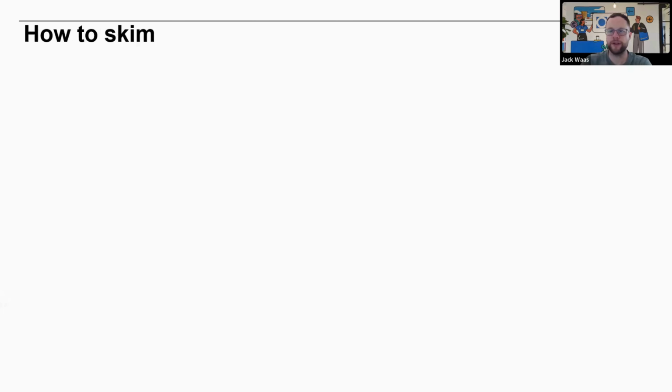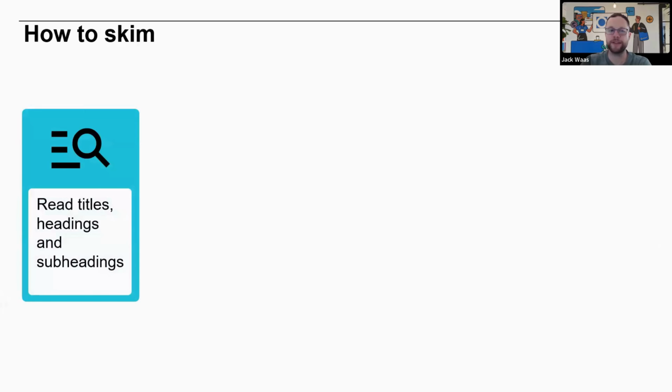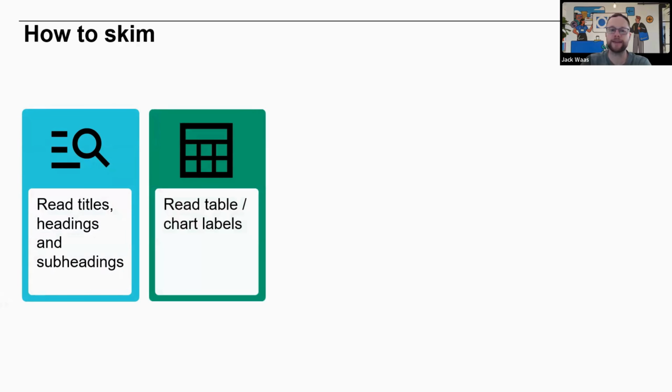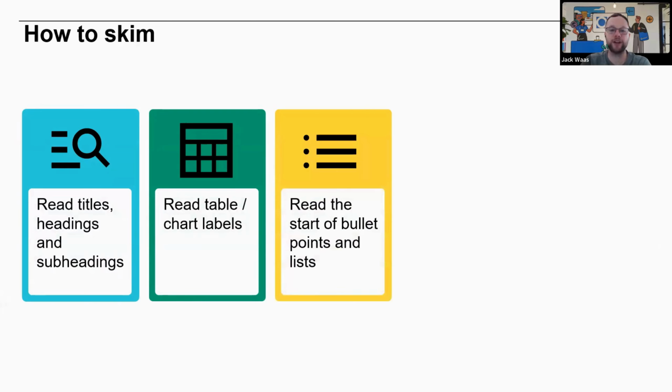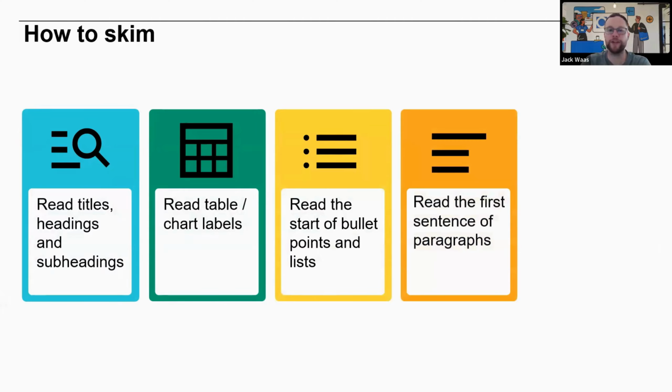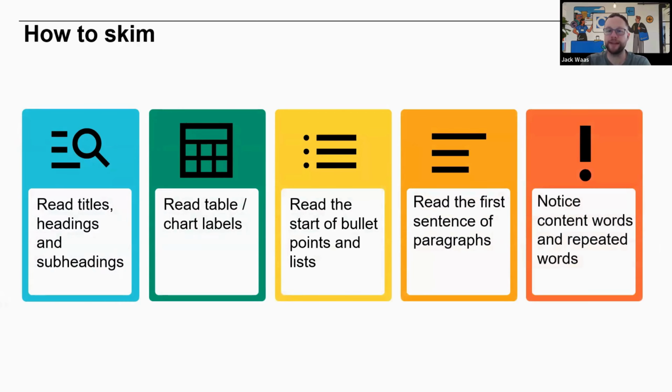First, it's important to read the titles, headings, and subheadings. Next, take a look at any tables or chart labels. Read the start of bullet points and lists. Read the first sentence of different paragraphs. And lastly, notice any content words or other words that you see repeated throughout the texts.